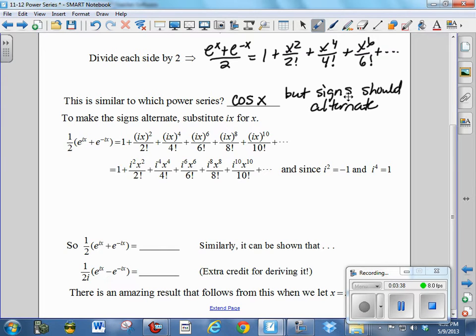So this turns out to be 1 minus x squared over 2 factorial plus x to the 4th over 4 factorial minus x to the 6th over 6 factorial plus x to the 8th over 8 factorial, etc. So it turns out that 1/2 times e to the ix plus e to the negative ix is actually equal to cosine of x, because they have the same power series representation.